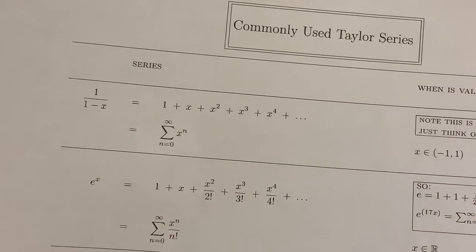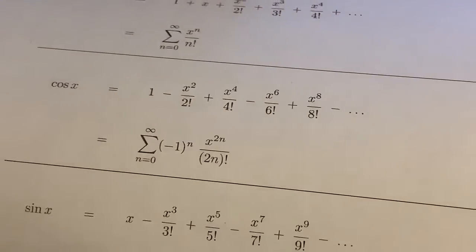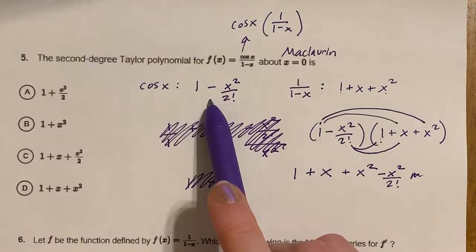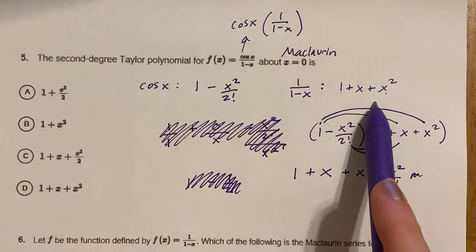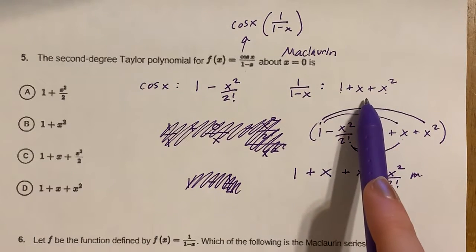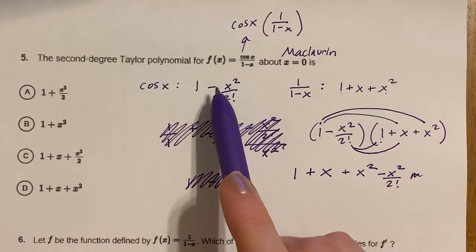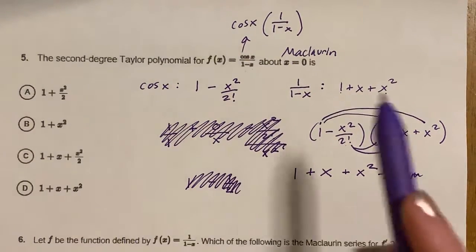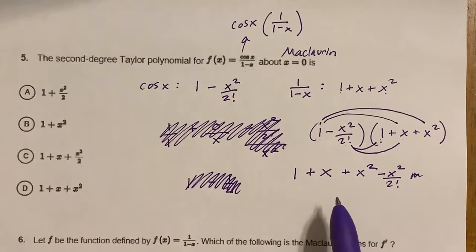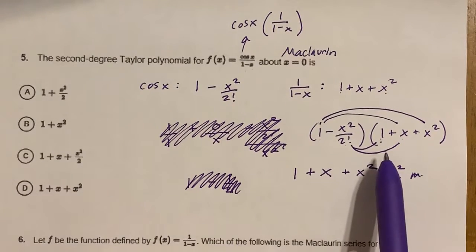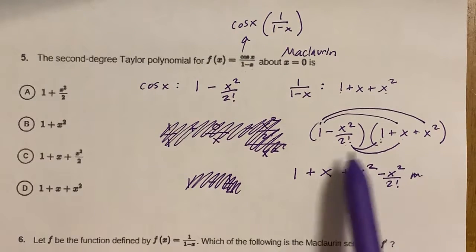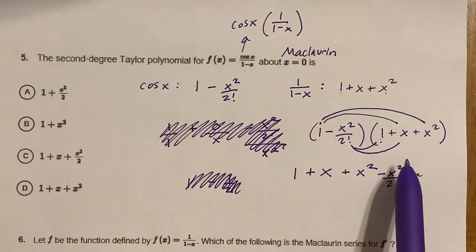We have 1 over 1 minus x, and then we have cosine. So what I did is I wrote out the second degree polynomial for each of those series. And then I'm going to multiply them together, cosine times 1 over 1 minus x. Now, multiplying series gets a little tricky. It uses a little bit of FOIL, but in a kind of strange way. What you do is you collect degree by degree.